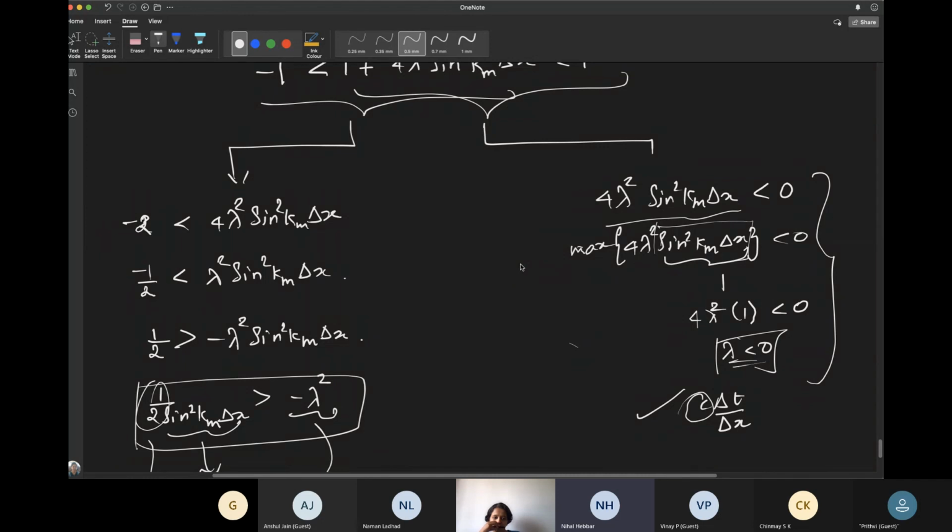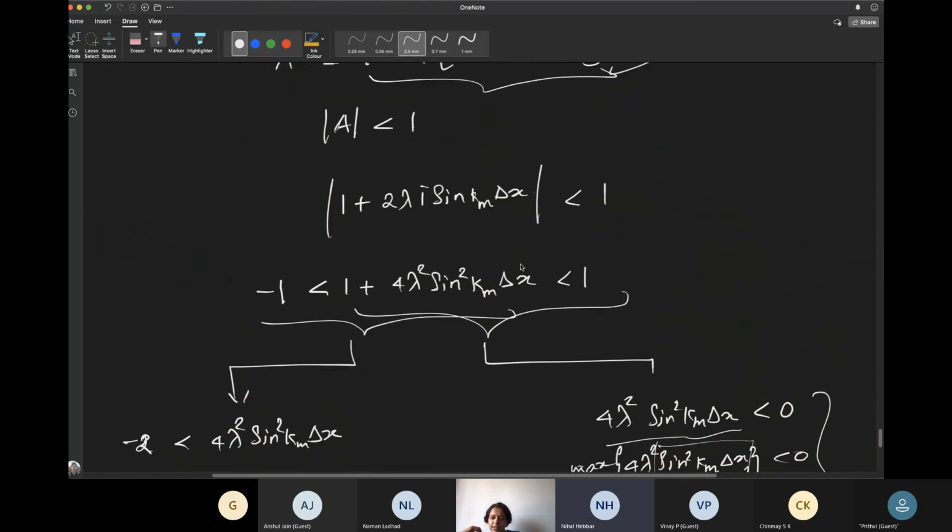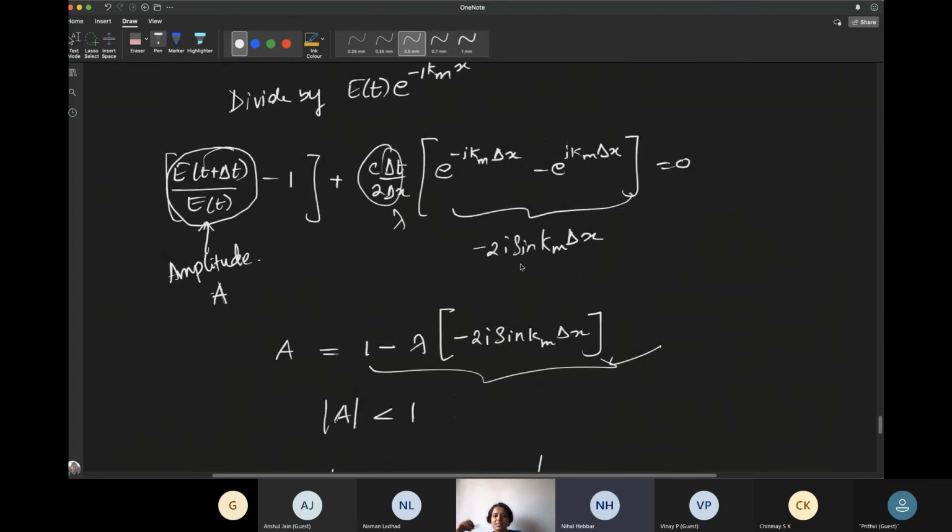Ma'am, it had to be sine hyperbolic, right? E power minus I theta is cos theta plus I sine theta, right? Okay, sorry, yeah. Yeah, then it's right. That part is right. Okay.